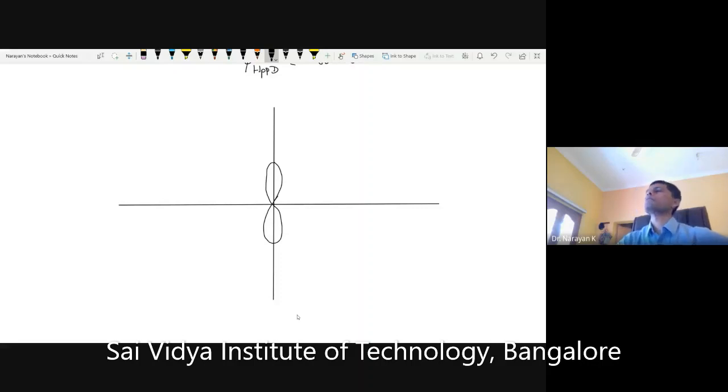Something like this. So this is your phi max value. That is your 90 degrees. This is your phi minimum value, that is your 0 degrees or 180 degrees. This is your 270 degrees. This is also your phi max value. Your half power point direction, phi of half power point direction will be 60 degrees.